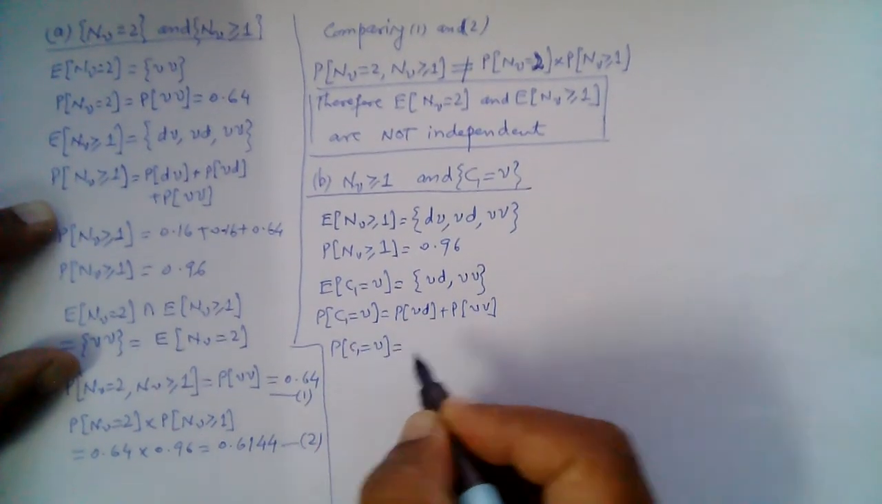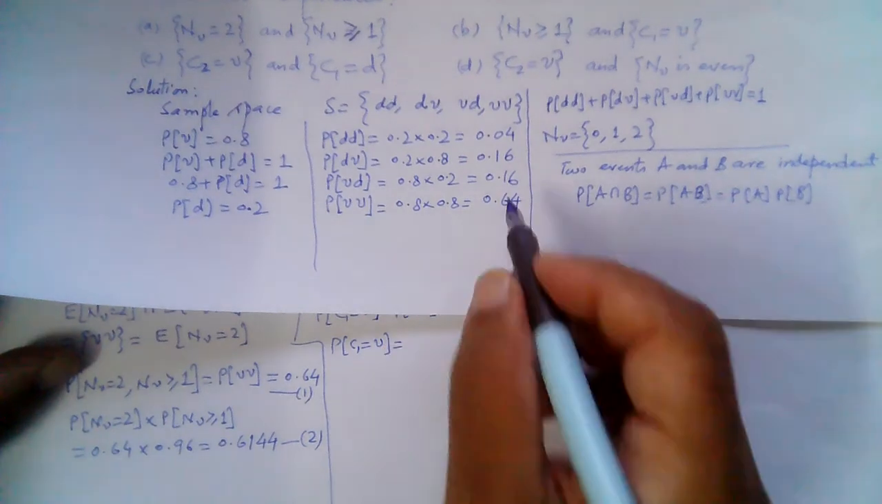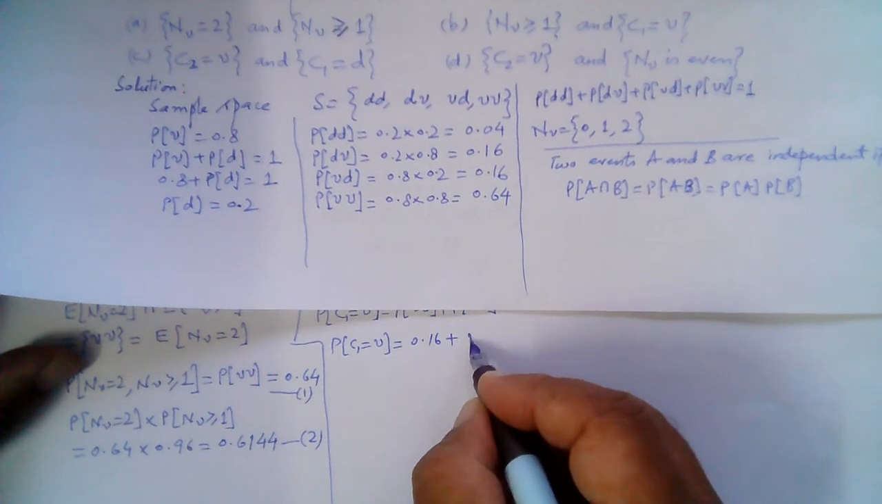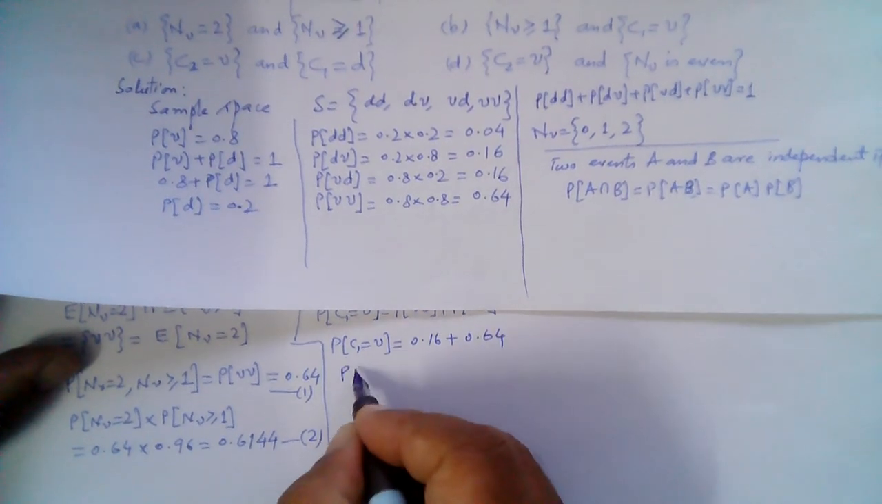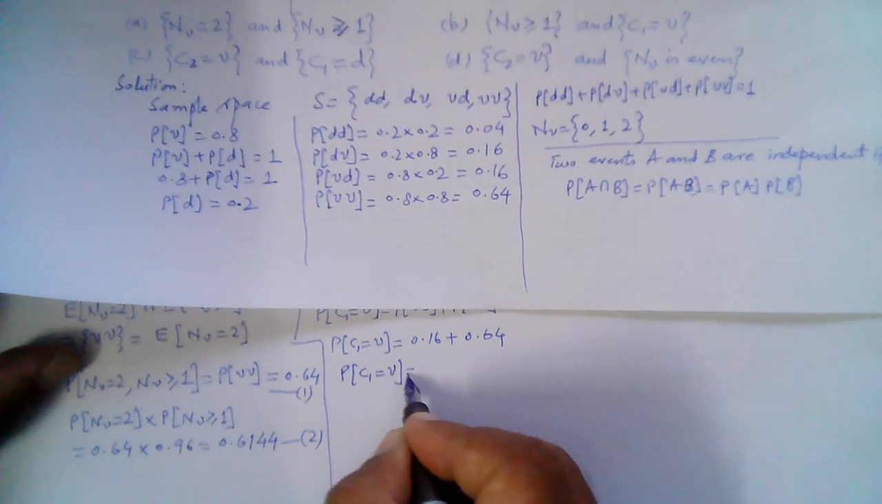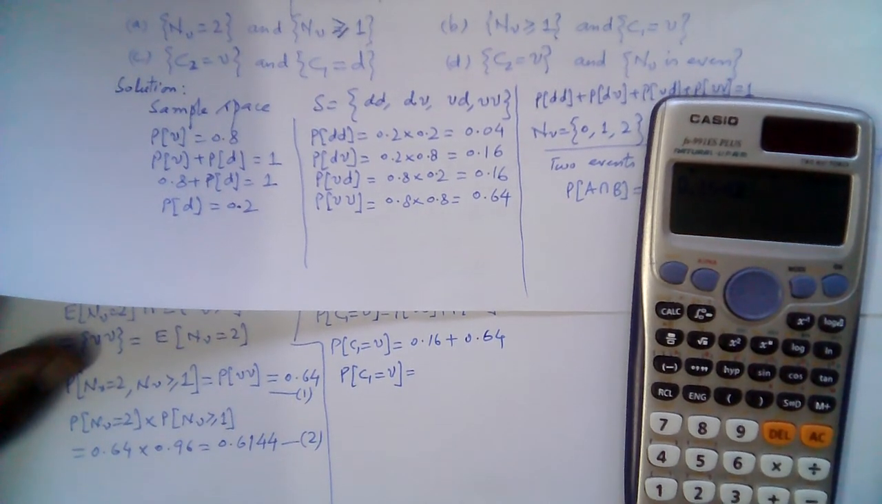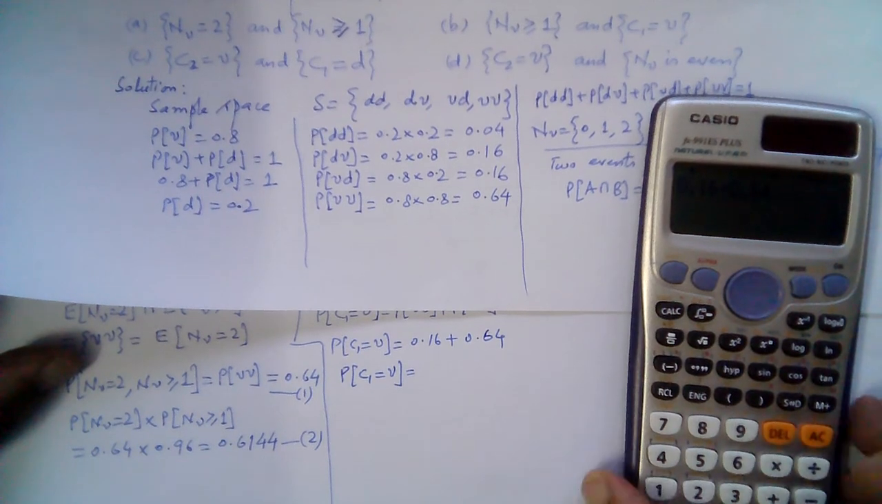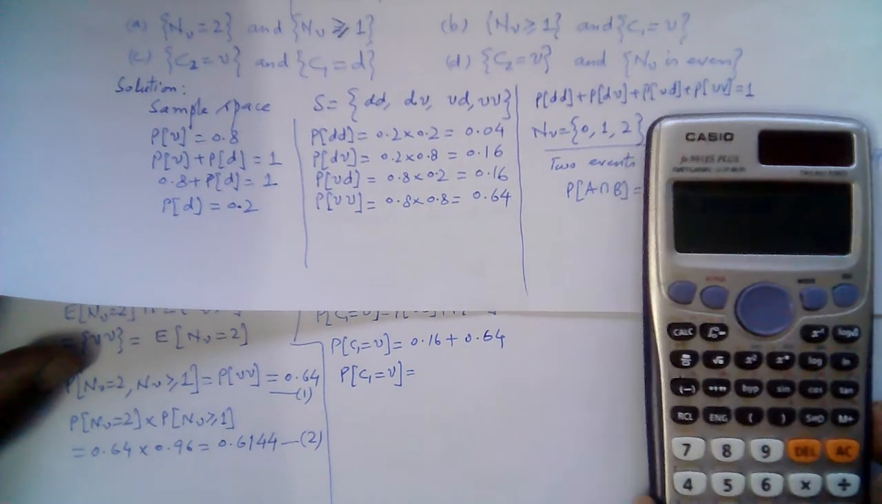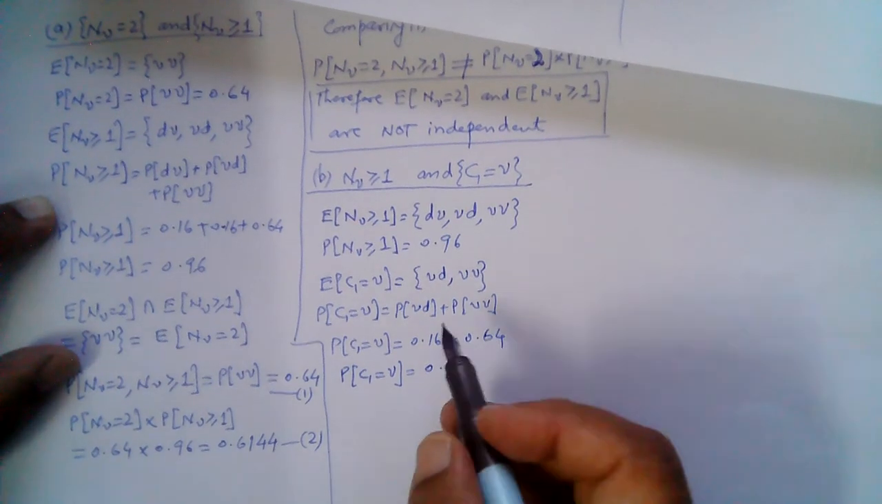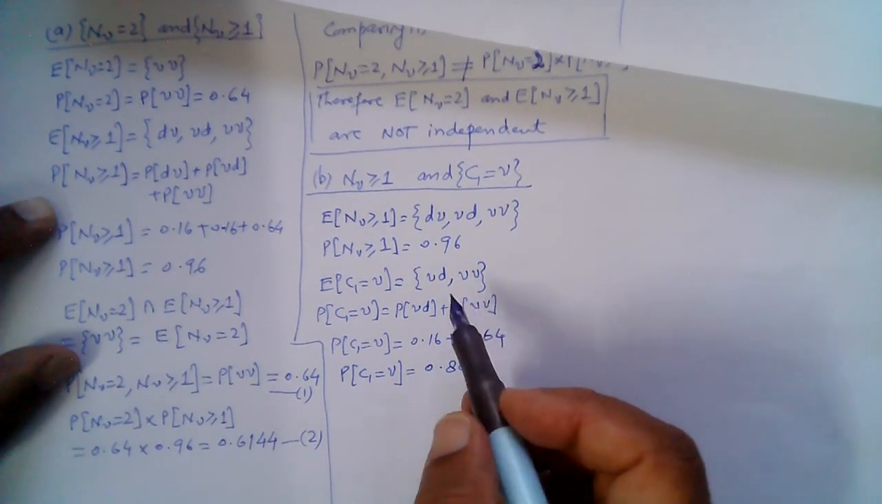we can substitute the values again. Probability of VD is 0.16 and probability of VV is 0.64. So the probability that C1 is equal to V, that is, the first packet is a video packet, is found out to be 0.16 plus 0.64, that is 0.80. This is 0.80, right?